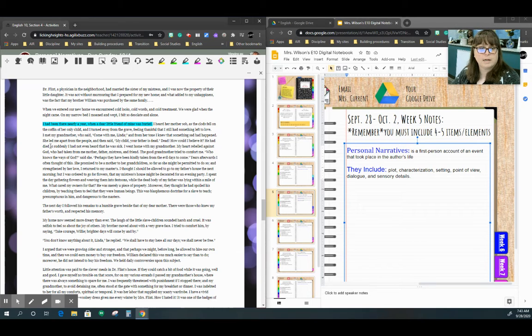He had died so suddenly, I had not even heard that he was sick. I went home with my grandmother. My heart rebelled against God, who had taken me from my mother, father, mistress, and friend. The good grandmother tried to comfort me. "Who knows the ways of God?" she said. "Perhaps they have been kindly taken away from the evil days to come." Years afterward, I often thought of this.